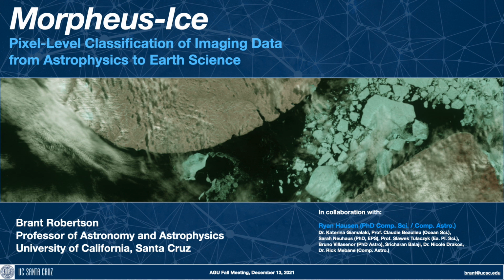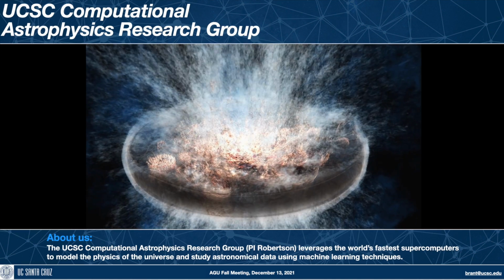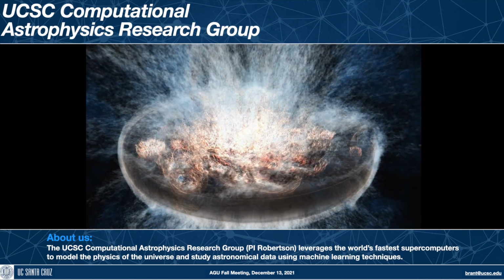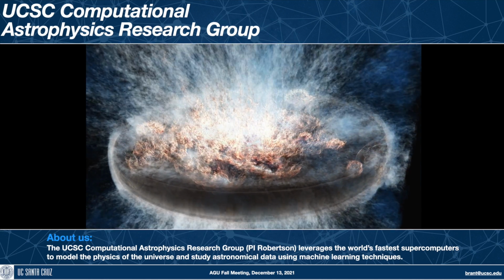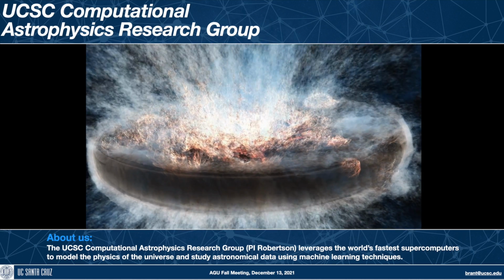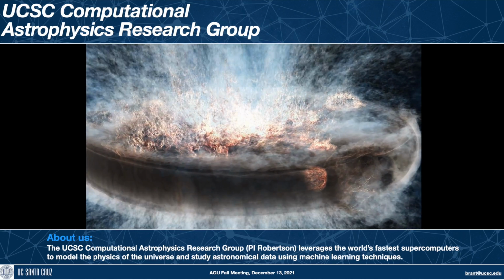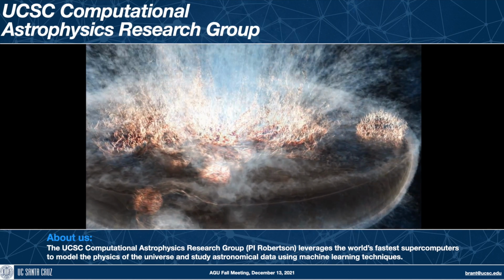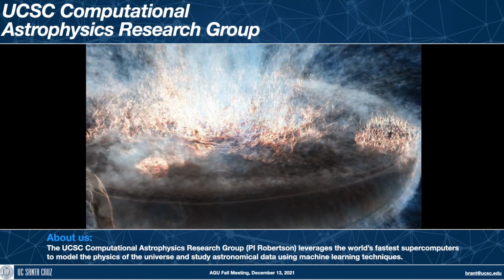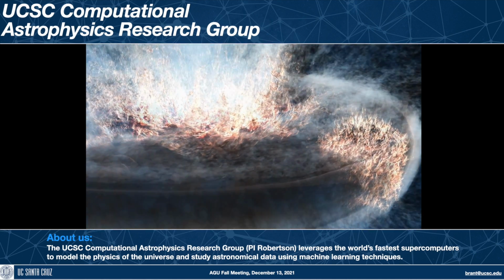This work is done in collaboration with my computer science PhD student Ryan Hausen, along with members of the UCSC Ocean Sciences, Earth and Planetary Science, and Astronomy and Astrophysics departments. This work is done by the UCSC Computational Astrophysics Research Group. UCSC Comp Astro leverages the world's fastest supercomputers to model the physics of the universe and understand astronomical data using machine learning techniques. If you are interested in these topics, please feel free to contact me via email at brant@ucsc.edu.